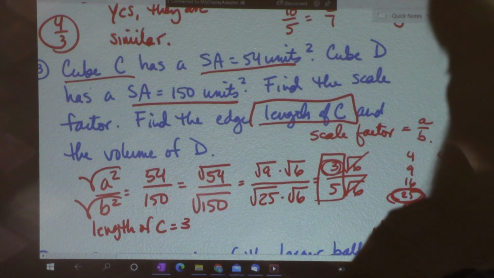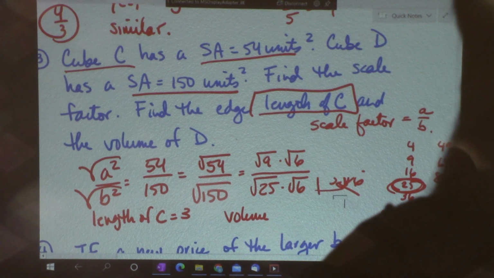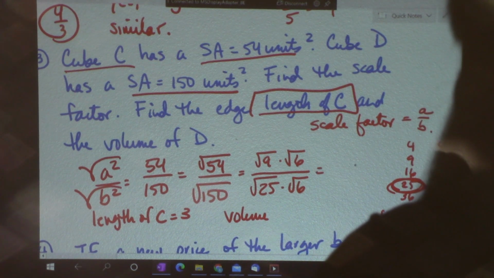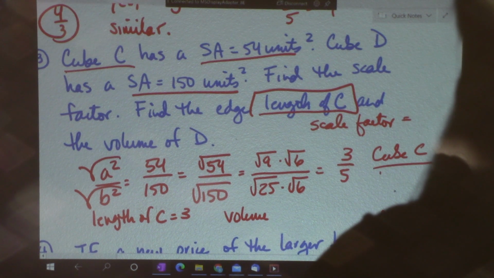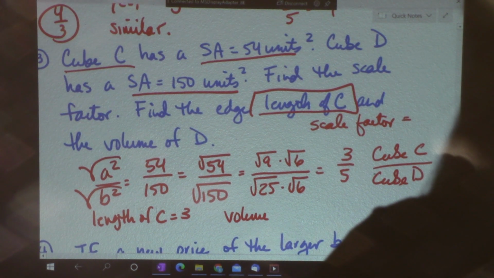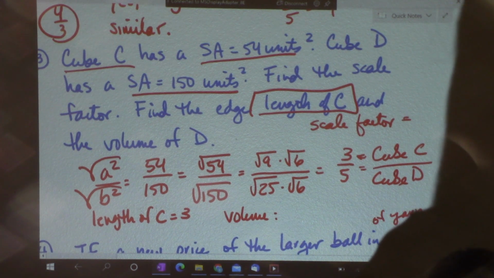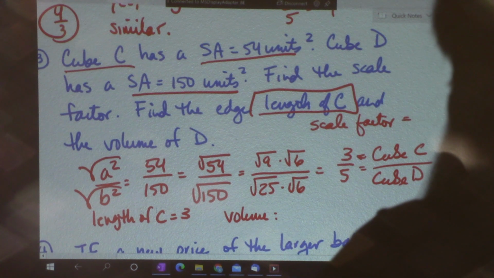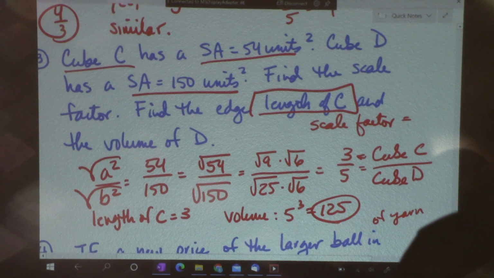And then what is the volume of D? Well, D was the 5 represented here. I'm going to erase this now so we can see it a little better. This is cube C over cube D, right? So 3 represents the scale factor of C, 5 represents the scale factor of D. Well, for volume, we have to go back. So we use this and we cube it, and the volume of D would be 125. Okay?